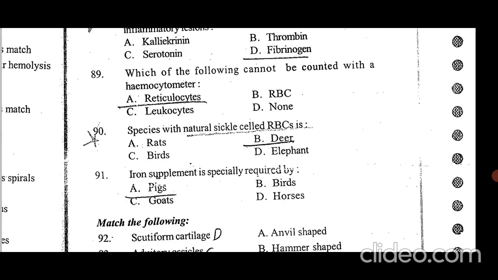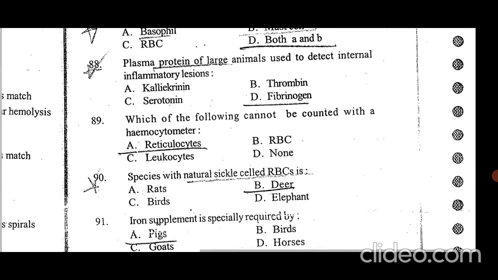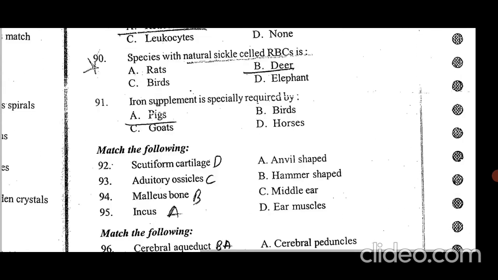Iron supplement is especially required by pigs. Pigs require iron supplementation. Deer have sickle-celled red blood cells. Reticulocytes cannot be counted by Neubauer chamber or hemocytometer. And fibrinogen can be used to detect internal inflammation.